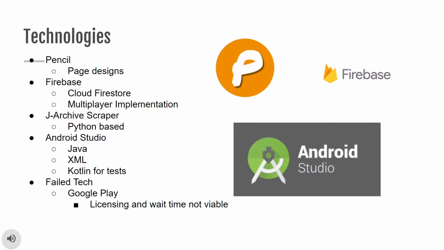Lastly, one failed tech that we had was Google Play. We found that this would not be a good idea because licensing and wait time for approval was just not feasible for our time frame. Our initial thoughts were to use Google Play to help with matchmaking online players, but we elected to go with Firestore to help us with that instead, and it turned out great for us.